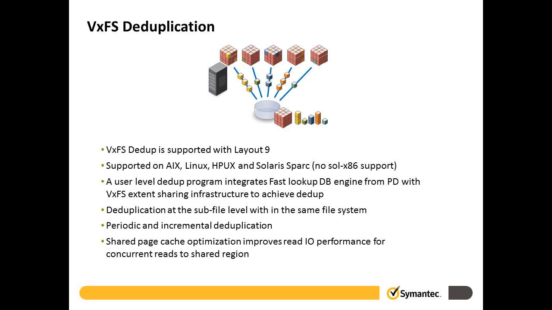This feature is introduced in VxFS version 6.0 and will be supported on all of our Unix and Linux offerings except x86 Solaris. The dedupe functionality is initiated with a user command that detects what has changed within the file system and will determine the duplicate extents. Deduplication is done at the subfile level. Users can initiate a full file system dedupe and then periodically run an incremental scan, which allows for updates to occur quicker and more efficiently.